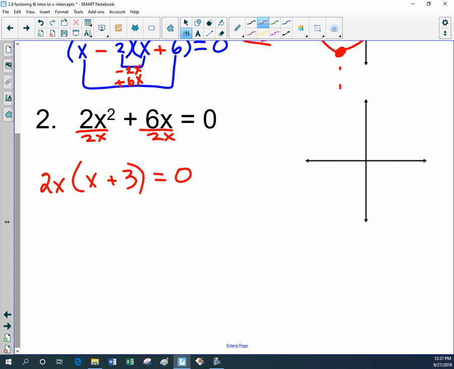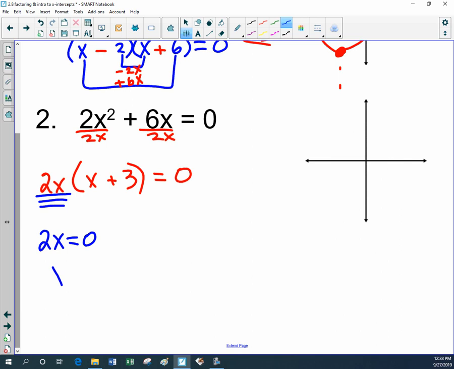So now set your factors equal to 0. The only time we would set this part, our greatest common factor, equal to 0 is if it includes a variable. If it was just a 2, we wouldn't worry about it. But it's a 2x, so we set 2x equal to 0.